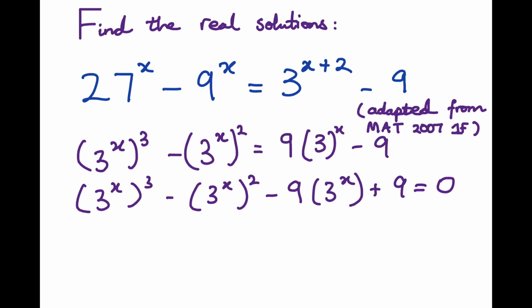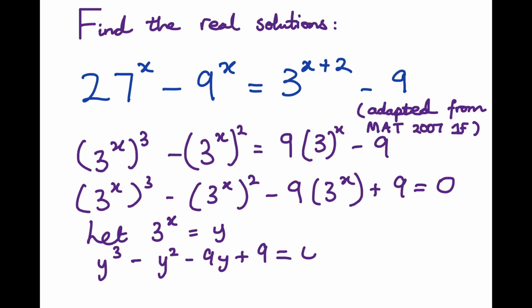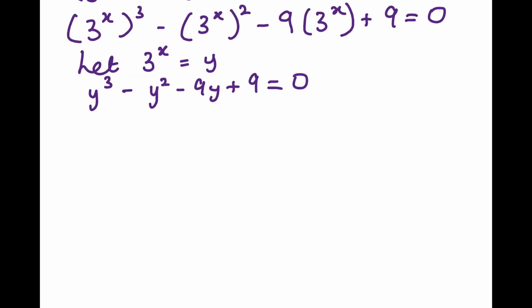Now, we could just solve for 3 to the x, but it looks a bit challenging, so let's just use a substitution and let 3 to the x equal y to make our lives easier and reduce the errors we make. So I'm just going to rewrite this as y cubed minus 3y squared minus 9y plus 9 equals 0. So this is what we have at the moment, and let's try and factorise it.